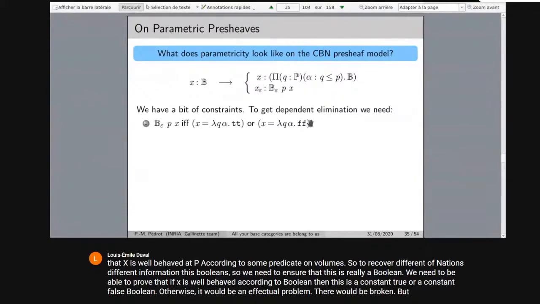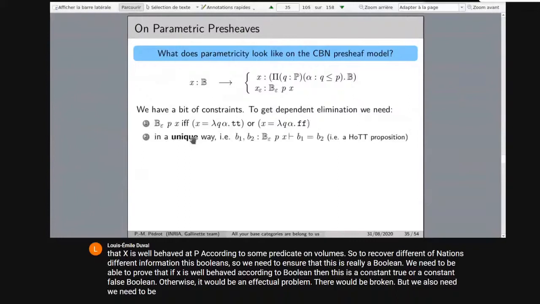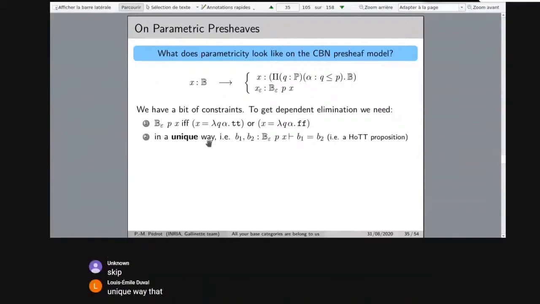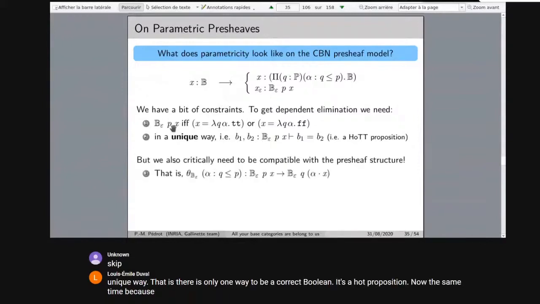But in order to satisfy the good equational properties, you need it to be correct in a unique way. That is, there is only one way to be a correct Boolean. It's a hot proposition. But at the same time, because b epsilon is indexed by p, it also needs to be compatible with the Preshift structure.